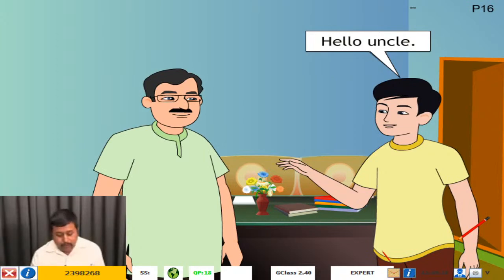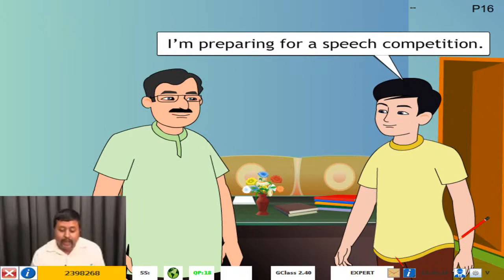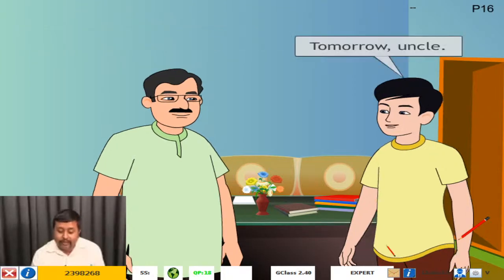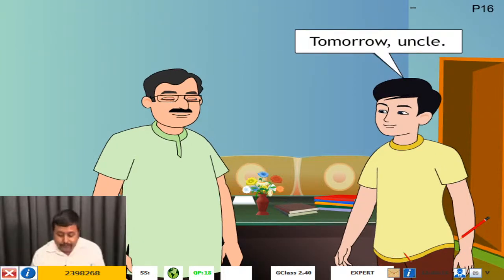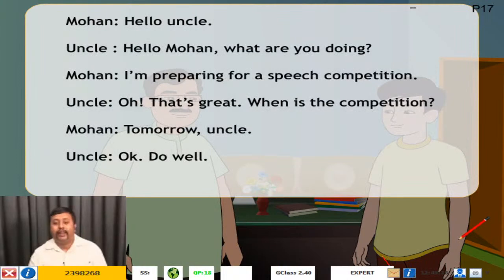So now, we can see two persons here. One elderly gentleman approaching a boy. So the boy said, hello uncle. Hello Mohan, what are you doing? So the person then asked Mohan, hello Mohan, what are you doing? I'm preparing for a speech competition. So Mohan said, I'm preparing for a speech competition. Oh, that's great. When is the competition? Tomorrow, uncle. Okay, do well.